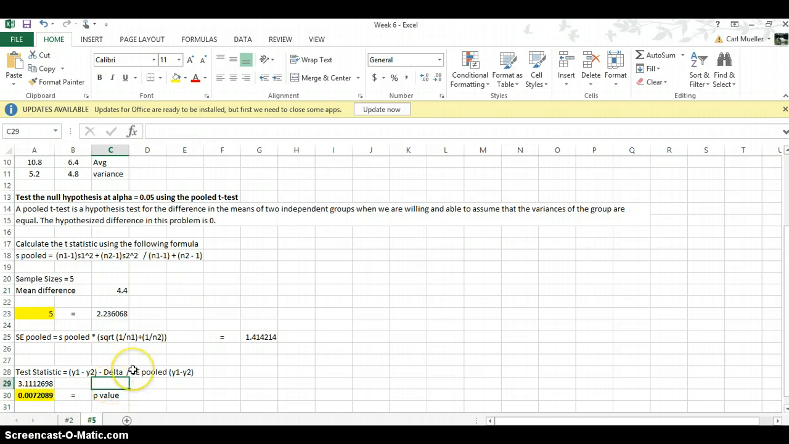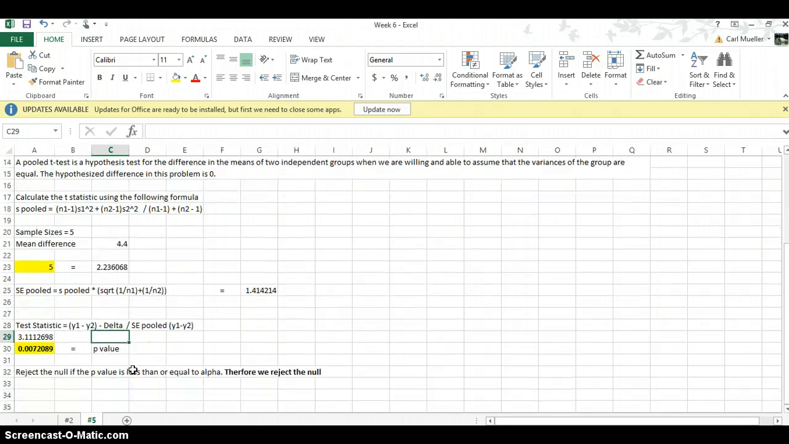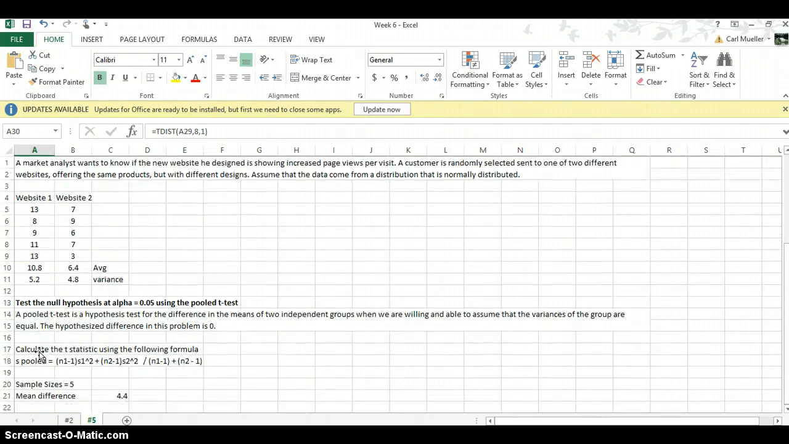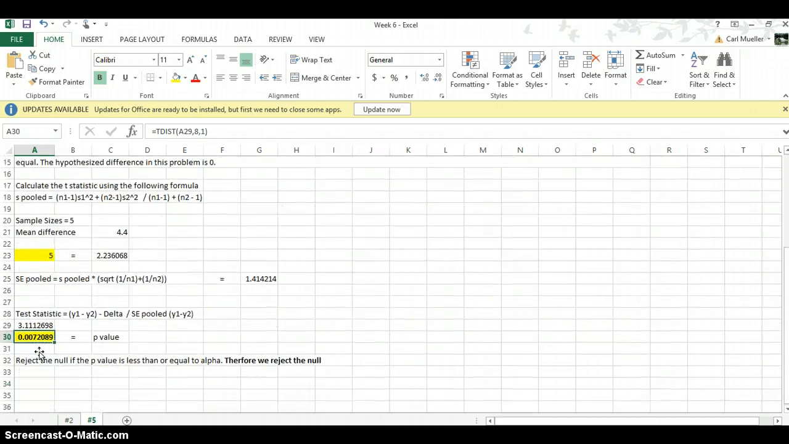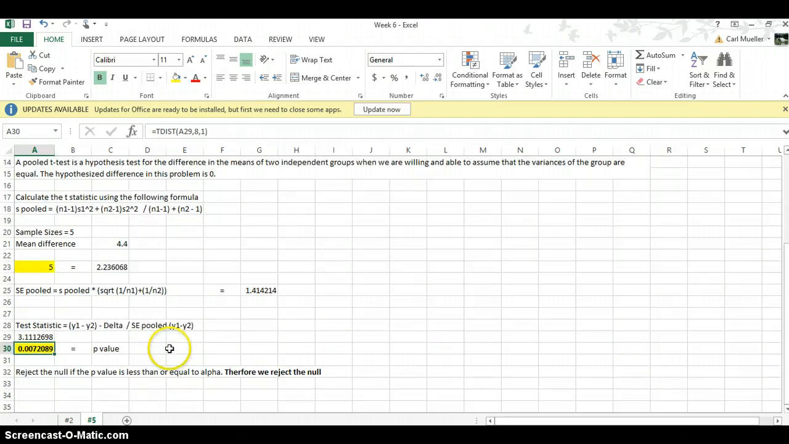As we scroll down, reject the null if the p-value is less than or equal to alpha. And you can see alpha is 0.05 in terms of the confidence level. Therefore we reject the null because 0.007 is less than or equal to alpha, which is 0.05. When you say 95% confidence in terms of research and studies, alpha is 0.05. Just an FYI and a refresher.